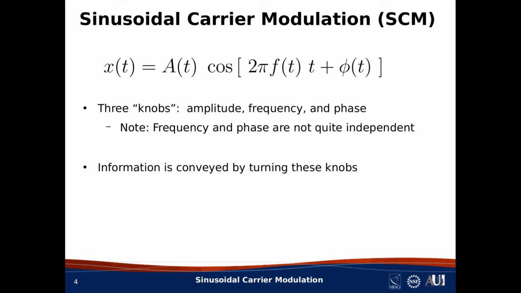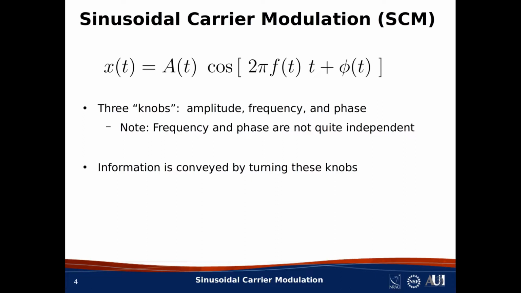So the idea is you convey information by turning the knobs. For example, if you want to send the sound of your voice, you might use the voltage from the microphone to vary the magnitude A. Then A of t is the voice waveform, and you have what we call amplitude modulation. Now, we could also use the voice waveform to vary f or phi, and we do. This would be frequency modulation or phase modulation, respectively.